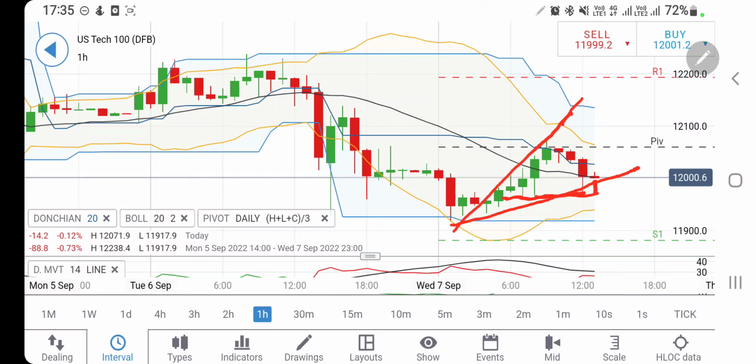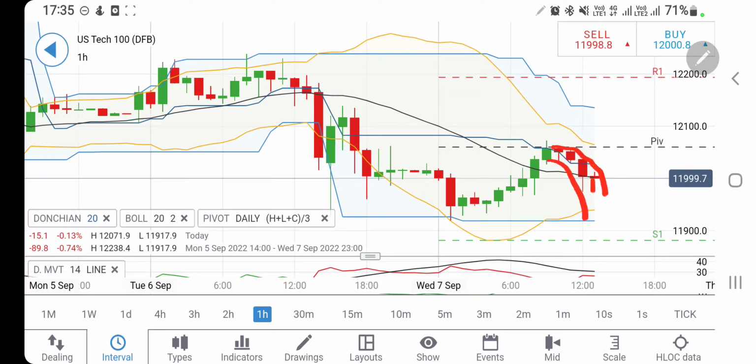So yes, if it breaks below 11,950, 940, then possibly 11,900, 880 is going to be the target, and below that we may see a good, sharp drop. See, this is kind of a fall which is indicating that the downside is quite open here and it may try to achieve new lows.